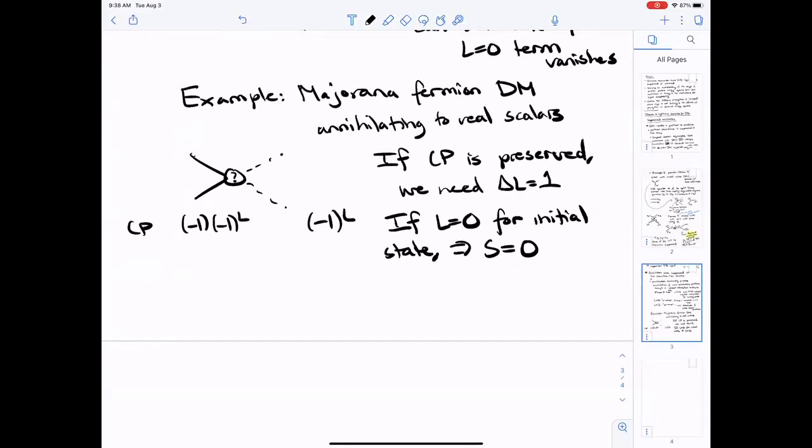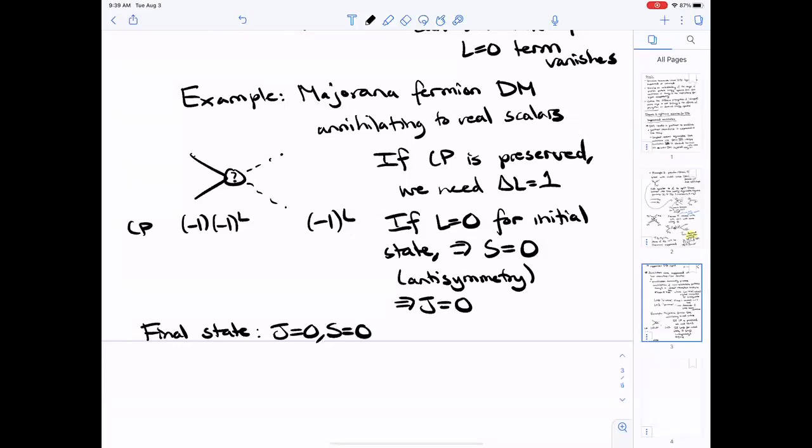Okay, so if L equals 0 for the initial state, then those Majorana fermions need to be in a spin singlet state in order to preserve overall antisymmetry. But we know the final scalars don't have any spin. Their only angular momentum comes from their orbital angular momentum quantum number. So for the initial state, L equals 0 and S equals 0, so the total angular momentum has to be 0. Angular momentum conservation then tells us that J should be equal to 0 in the final state. J equals 0, S equals 0.